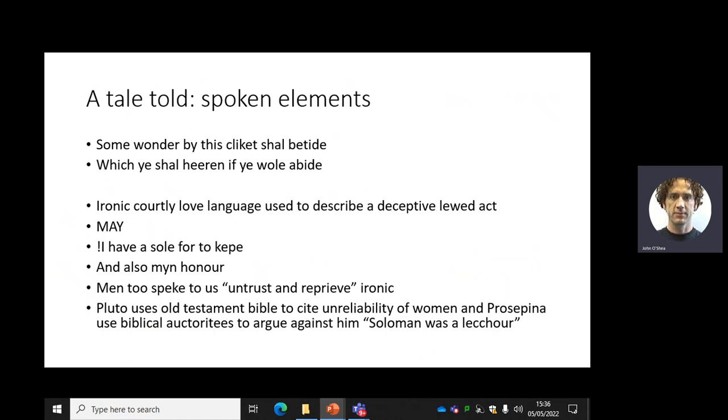And they're unreasonable in their demands and how they talk about women. Ferdinand talks about women the same way that Pluto and the Merchant talk about women. So you should compare what they say about women. You've probably been given quite a few resources on that.